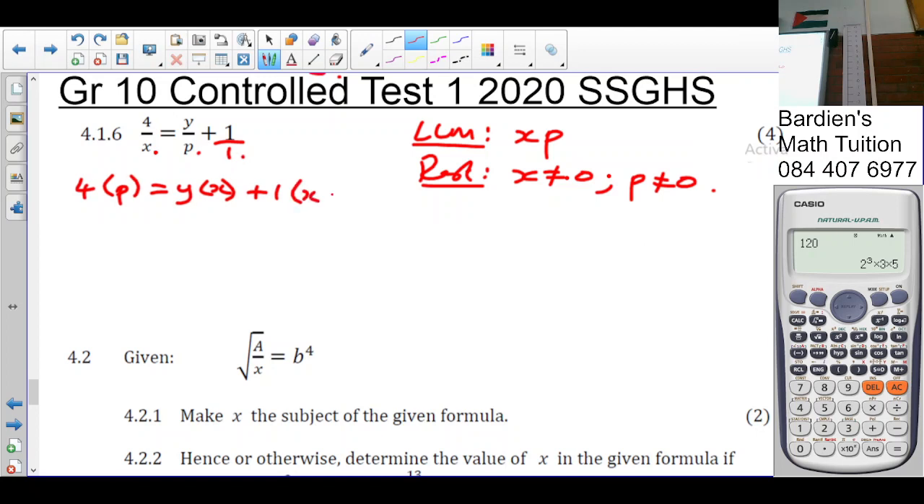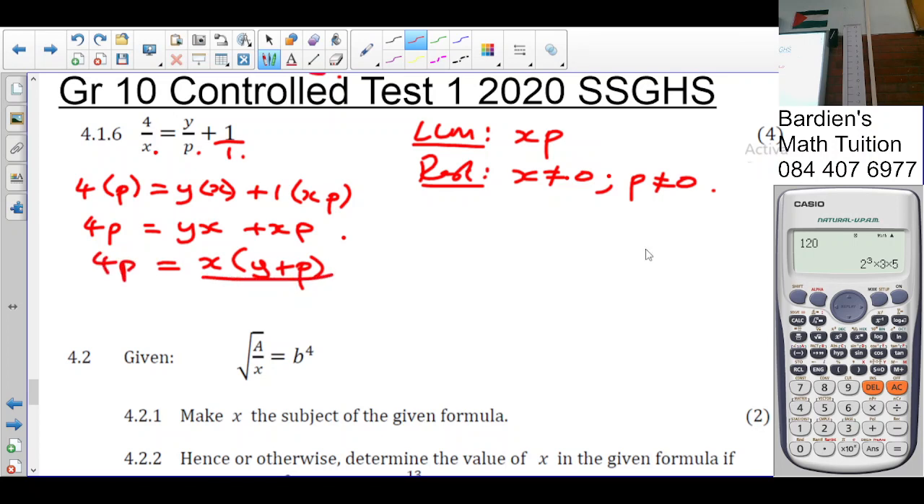Xp. This is a matter of getting rid of the bracket, so 4p is equal to yx or xy plus xp. Now what? How do we get x on its own? Common factor of x. So x into y plus p is equal to 4p. How do I get x on its own? Divide by y plus p or p plus y. That cancels, so therefore x is equal to 4p over y plus p.